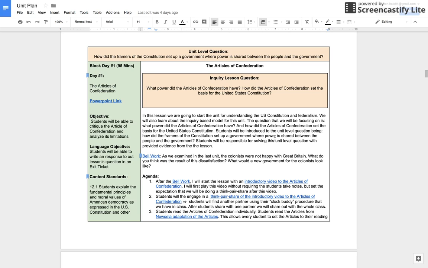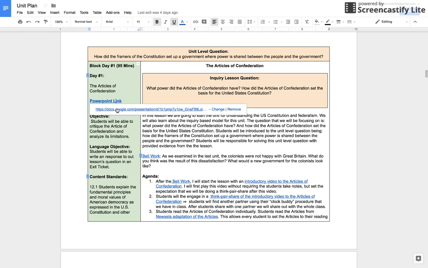So if we scroll down, we can see the first question for our first lesson in this unit is: what power did the Articles of Confederation have? How do the Articles of Confederation set up the basis for the United States Constitution? Really promoting student-based inquiry in student-centered classrooms through the use of inquiry-based lessons. Our objective is students will be able to critique the Articles of Confederation and analyze its limitations, seeing what limitations it had, and seeing how the Constitution came from it.